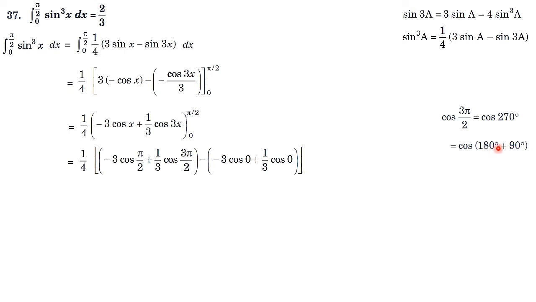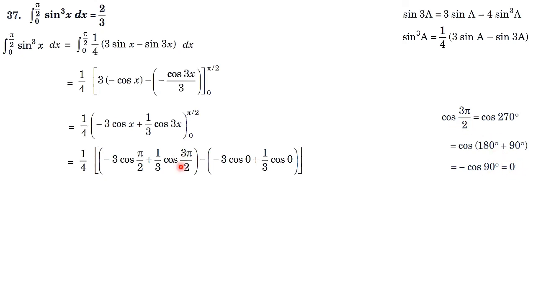So 180 plus 90 is in the third quadrant. In the third quadrant cos is negative. So minus cos 90 degree. Cos 90 degree we know, cos pi by 2, that is 0. So the answer we will get is 0. Cos 3 pi by 2 value is 0.